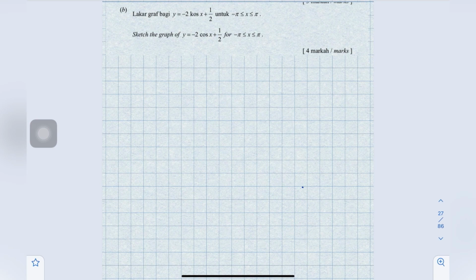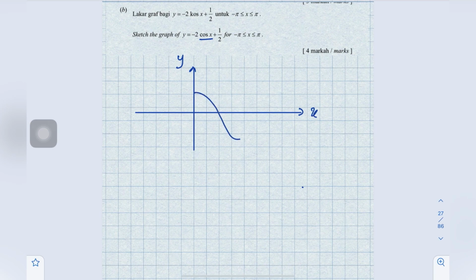B, sketch the graph of y equals negative 2 cos x plus 1 over 2. We have the graph of cos, one cycle. We draw the axes first, using a ruler. This is y, x, and cos looks like this. This is 2 pi, maximum 2, minimum negative 2.